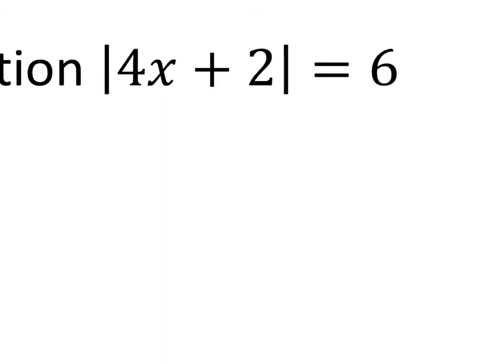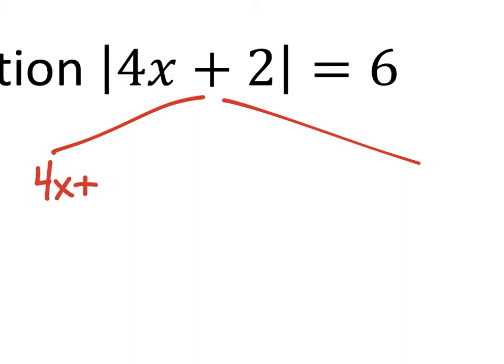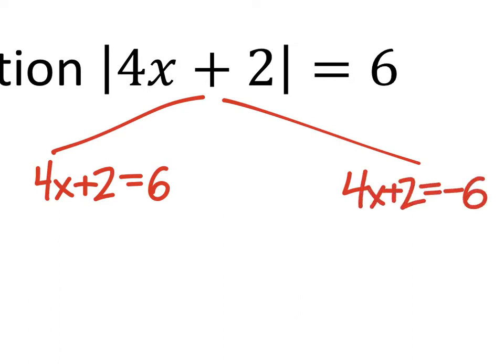All right, so again, I'm going to split it up into two separate equations on this. I got 4x plus 2, and that's the inside of the absolute value. If I could get it to equal 6, it'll produce a true equation there. But if I can get 4x plus 2 to equal negative 6, it also will produce a true statement.